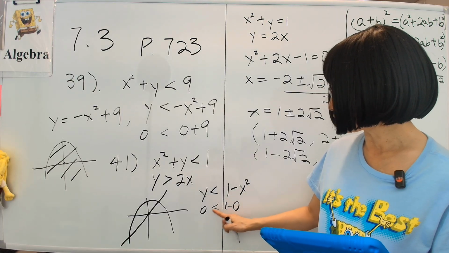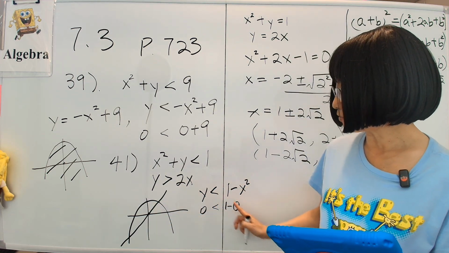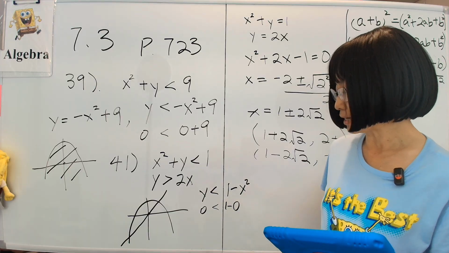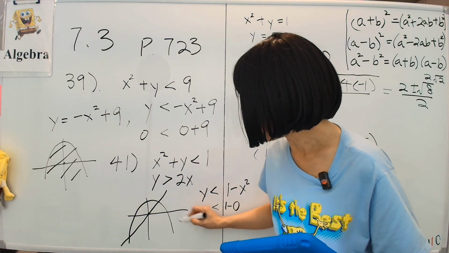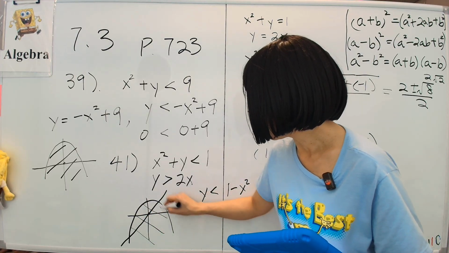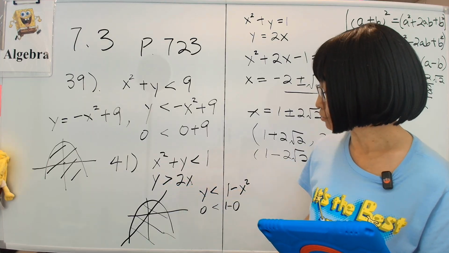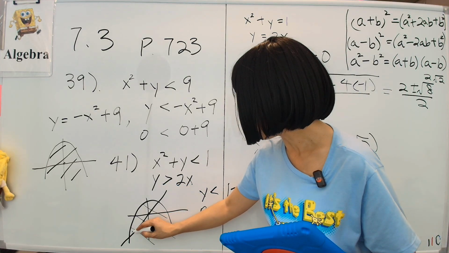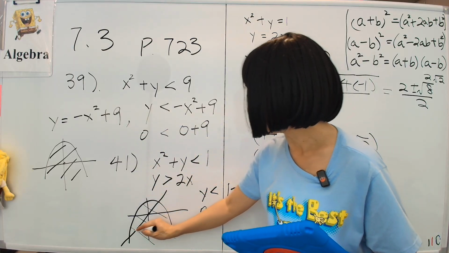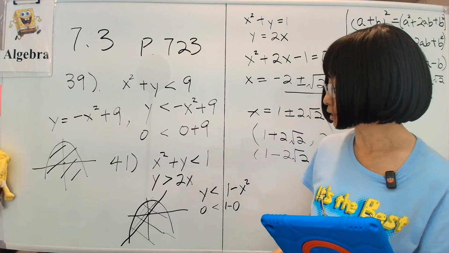So this part checks out. What's under the parabola fits the idea that the inequality holds as y is less than 1 minus x squared. Therefore, for the parabola, this inequality is satisfied on all this stuff here. This goes all the way there. And then y bigger than 2x is anything that's above the line. Above means on top.